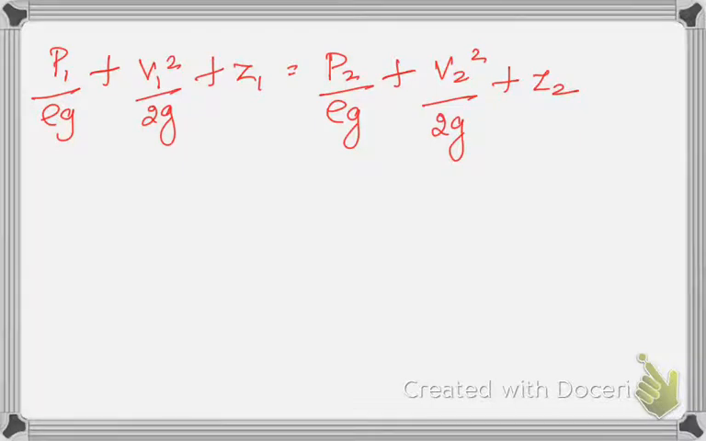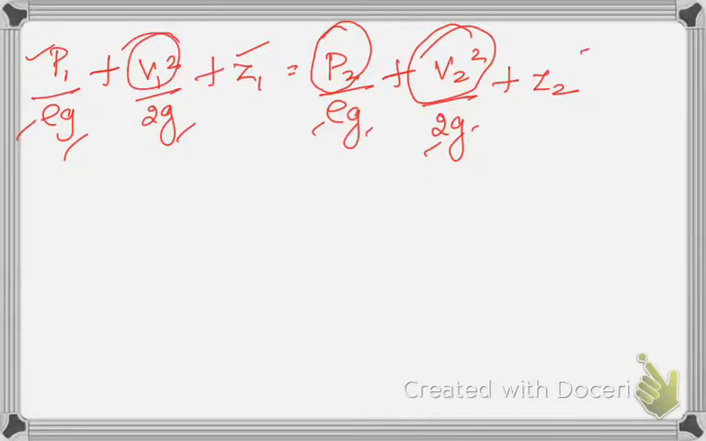If you take this case, P1 is known to me, rho is known to me, g is known to me, Z1 is known to me. I don't know the value of V1, and I have to get the value of P2. Similarly, V2 and V1 values are unknown to me. So I have to determine the value of velocity first, and then apply it in this equation to get the value of P2. So now how can I determine the value of V1 and V2?